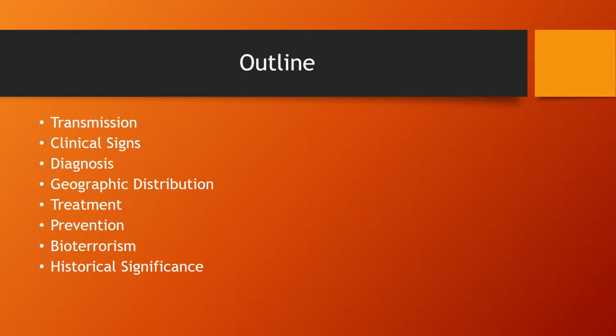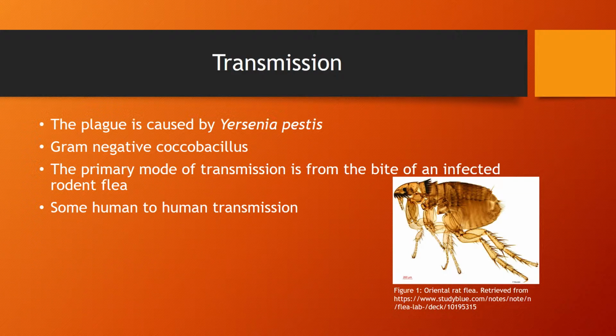Real quick, just to get started, I want to discuss the outline for my topic presentation today. First, I'm going to be talking about the transmission of the plague, clinical signs associated with the disease, diagnosis, geographic distribution, treatment, prevention options, the use of it as a bioterrorism agent, as well as the historical significance.